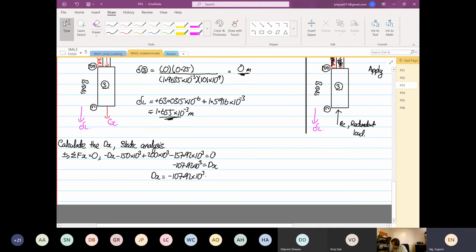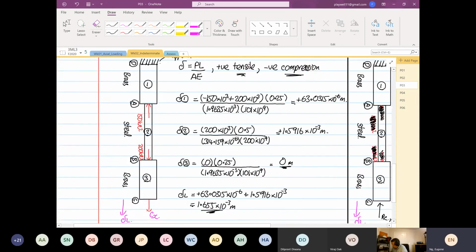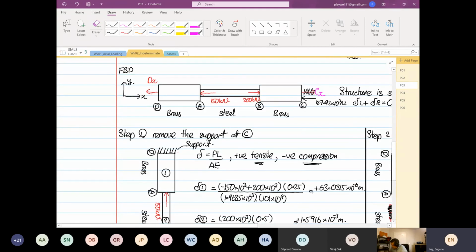So this is static analysis, right? For it to be positive, the force has to be acting towards the right. So again, initially we assumed wrongly. And why is this the case? This is because of the internal load. Without the internal load, it has to still push outwards. Okay. Now we are not done yet.